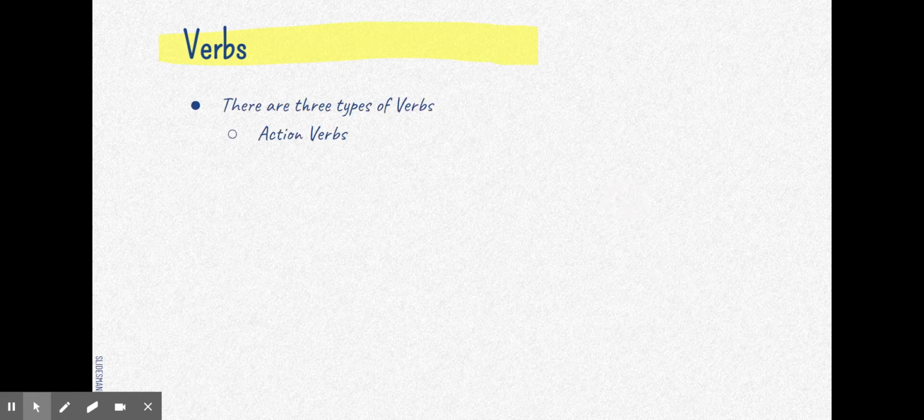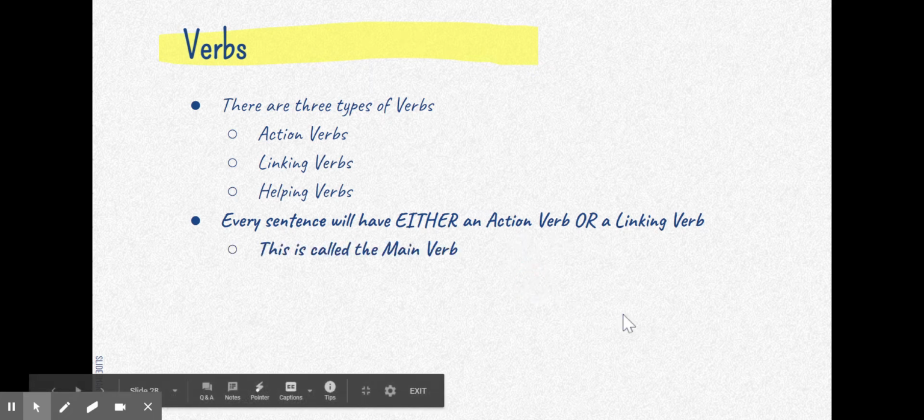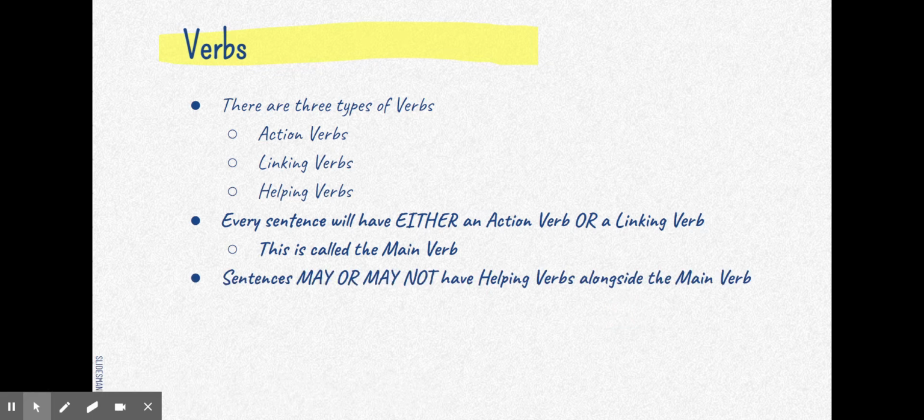So like I said, 3 types of verbs. There's action verbs, linking verbs, and helping verbs. Today we're going to cover the first 2, action and linking. Every sentence will have either an action verb or a linking verb. Okay, so you won't have both, but you will always have one or the other, either an action verb or a linking verb. This is called the main verb. So if I say find the main verb, you're going to be looking for action or linking.